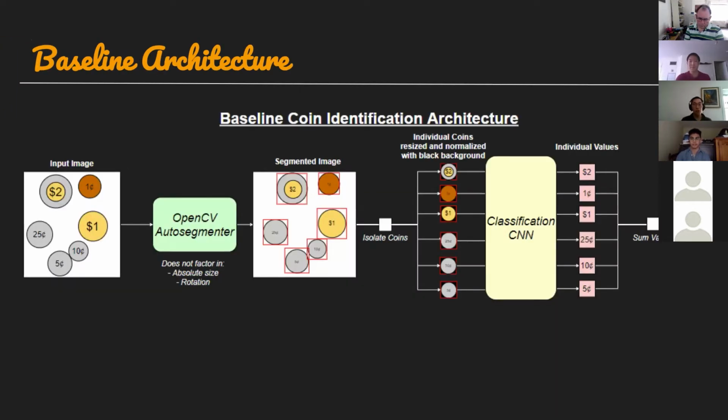Here's an overview of our baseline architecture. We started with the OpenCV auto segmenter from before, then isolated and rescaled each coin before sending them to our basic classification CNN.